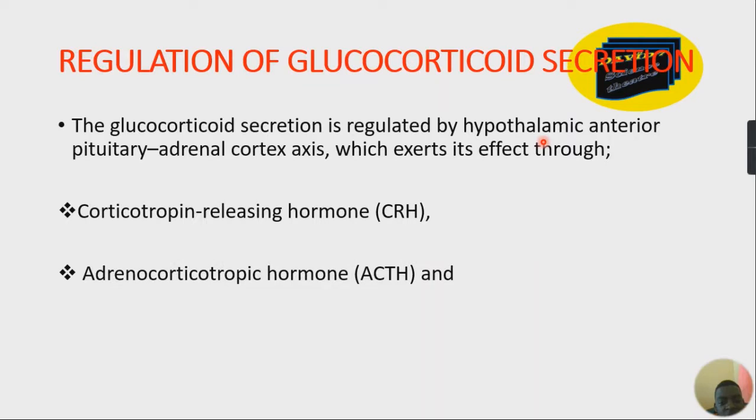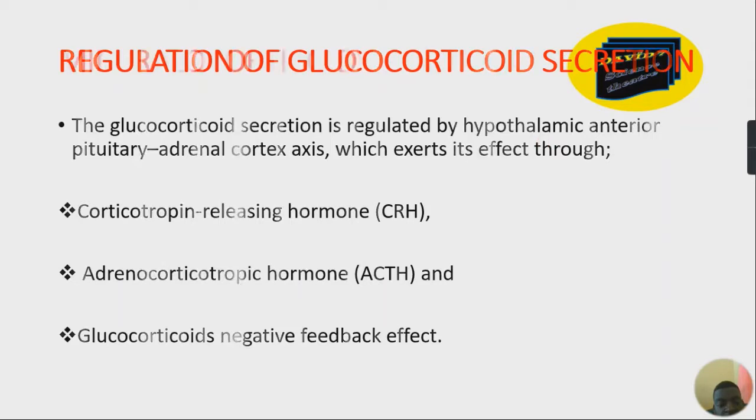Then we have adrenocorticotrophic hormone, which is produced by the basophils of the adrenal hypophysis. Then we have the glucocorticoid negative feedback effect. When cortisol is high, it reduces its own production by negative feedback. We have short loop, long loop, and ultra short loops. Those are negative feedback mechanisms, okay?